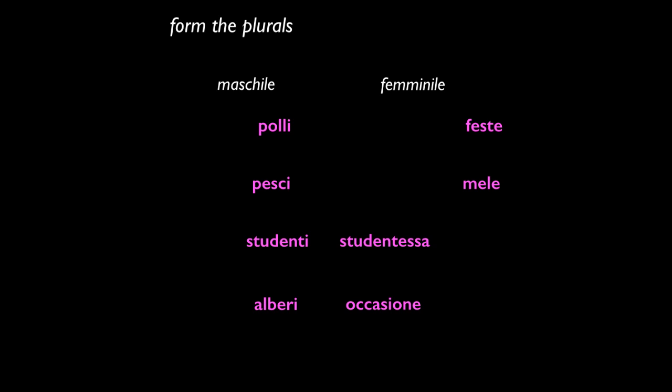And studentessa becomes studentesse. And then just to shake things up a little bit, we have a feminine that ends in an E in the singular, occasione. Well, that becomes occasioni, okay, with an I. Alright, so that is all from there. That is a fairly straightforward, quick lesson on how you form plurals in Italian. I hope that you found it useful.